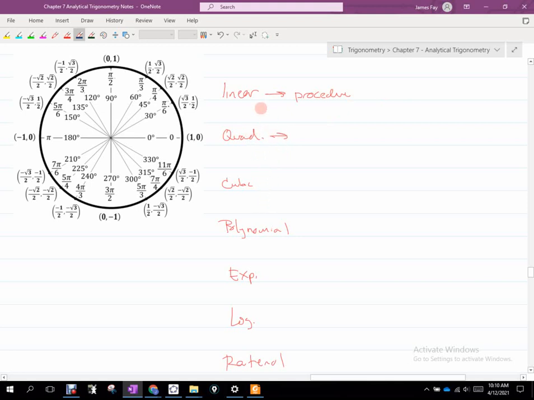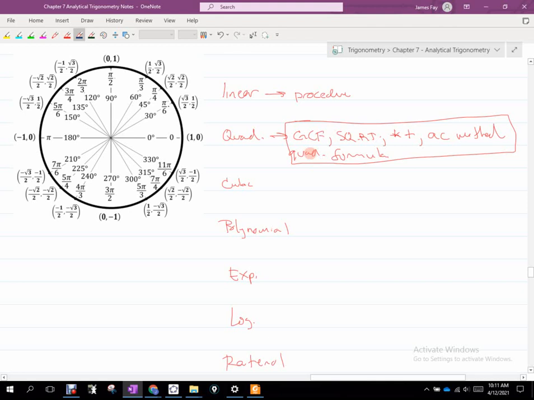When you have a quadratic presented to you, you might have a GCF, and that helps you factor. Maybe you can use the square root method. Maybe you use the product-sum technique. Maybe you use the AC method. Maybe you use the quadratic formula. So when we see a quadratic equation, there are a lot of different techniques that you might use in solving that.